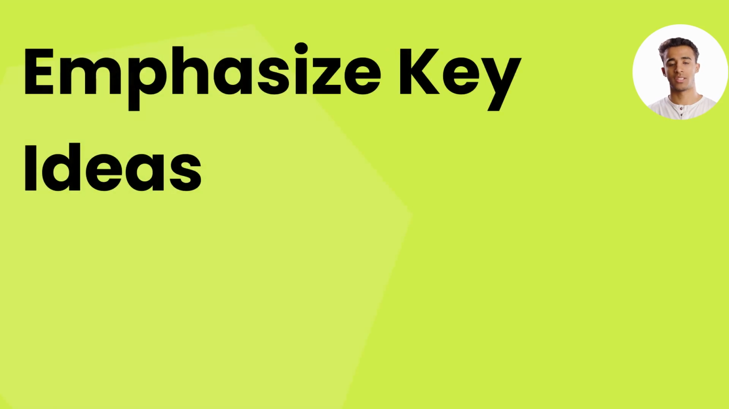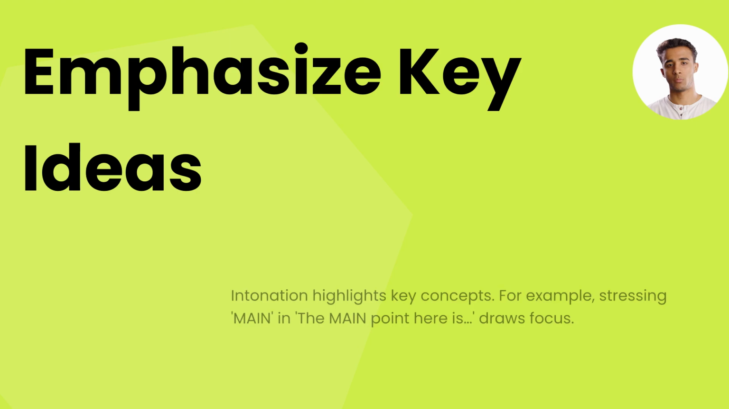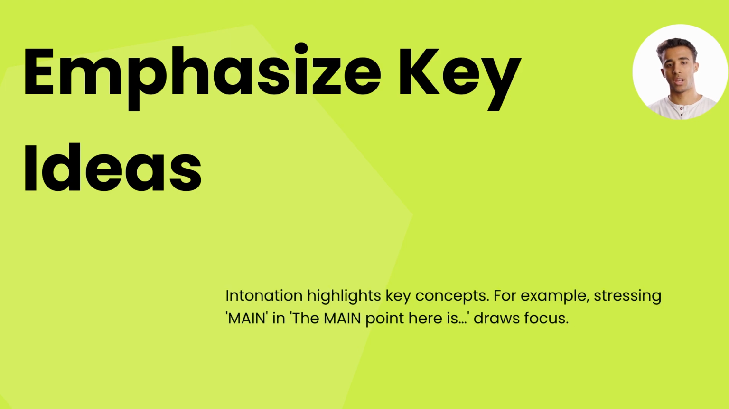Intonation can be used to emphasize specific words or phrases. This helps draw attention to important concepts. For example, "the main point here is" uses a slight rise and fall on "main" to stress its importance. Emphasizing key terms can make your speech more impactful. It ensures that critical information is not overlooked.